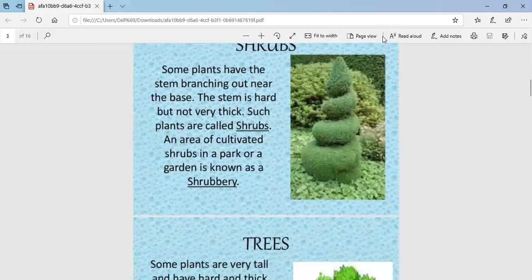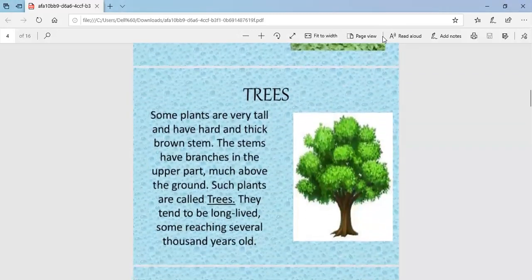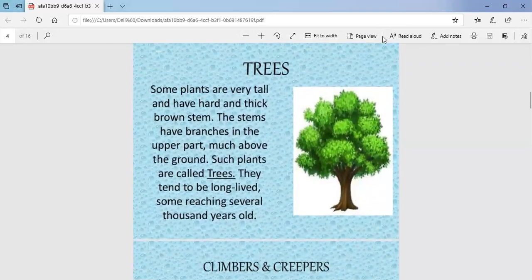Next is about trees. Some plants are very tall and have a thick and hard brown stem. So in trees you can see that they have a thick and brown stem. The stems have branches in the upper part, much above the ground. So above the ground there are the branches. Such plants are known as trees.